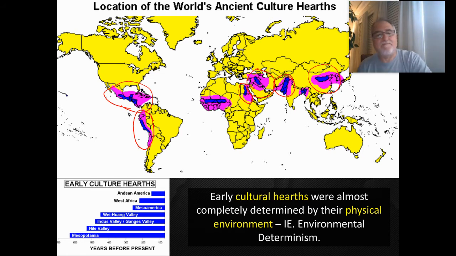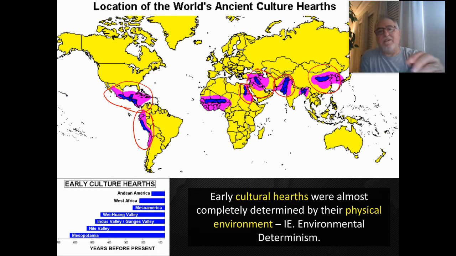Okay, those are some of the earliest hearths, not the only ones, but they're the ones that we have found stuff. They're the ones that historians and anthropologists and sociologists seem to think are the most important. Now, it is important to note that in the beginning, environmental determinism was the key.